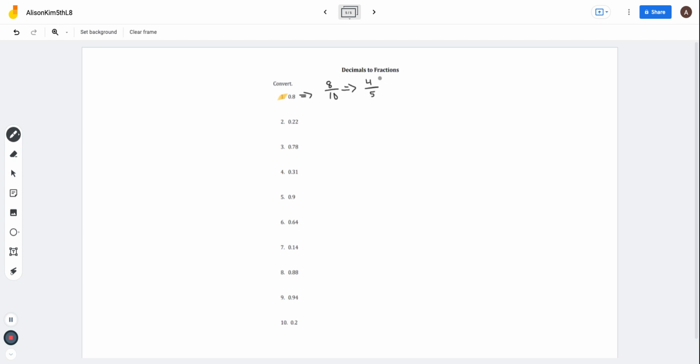So for this one, you can either have it as 8 over 10, or the more simplified version, 4 over 5. But most will prefer the most simplified version.